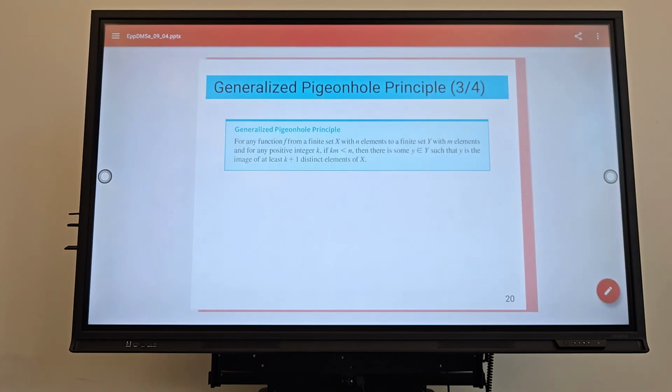So the general pigeonhole principle formally is: for any function f from a finite set X with n elements to a finite set Y of m elements, and for any positive integer k, if km is less than n, then there is some little y element of big Y such that y is the image of at least k plus 1 distinct elements of X.